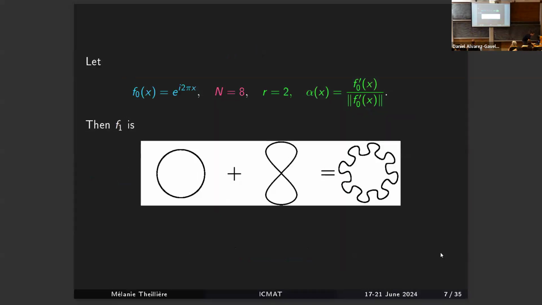Let's continue on the curves. Here we have the circle, with 8 corrugations, an amplitude given by 2, and still the vector given by the derivative. So here the oscillations progress in the direction of the derivative, and the amplitude is in the orthonormal direction.